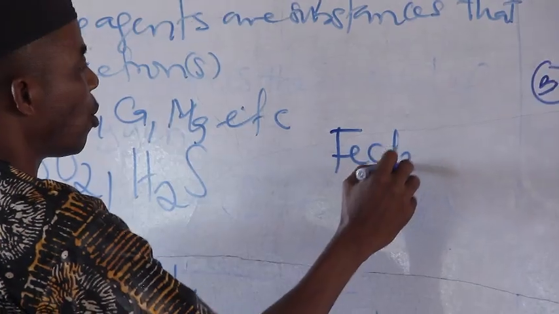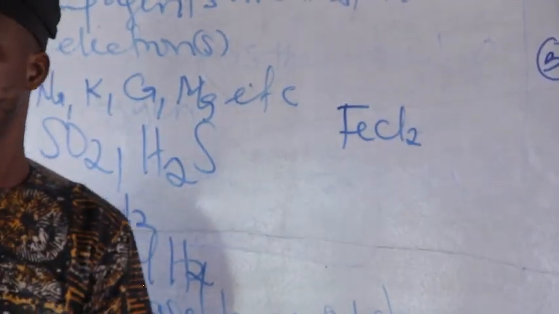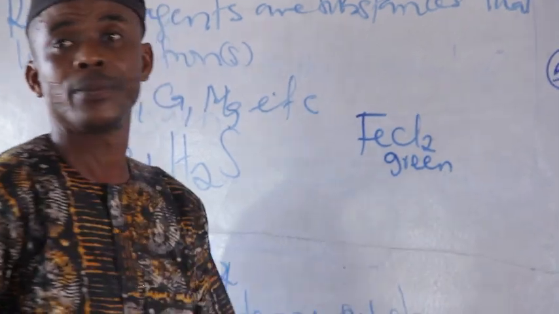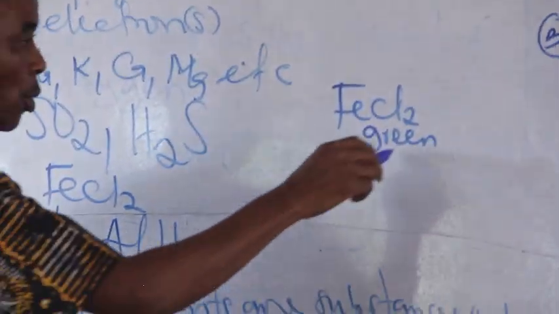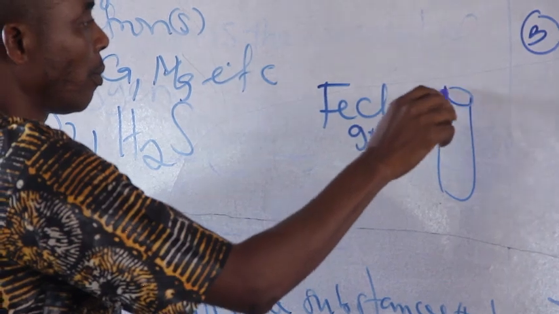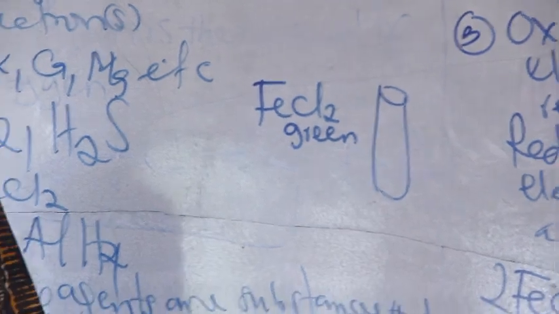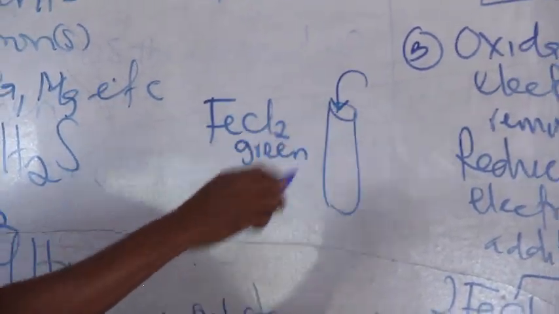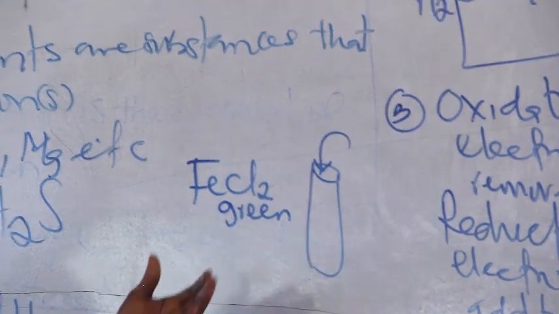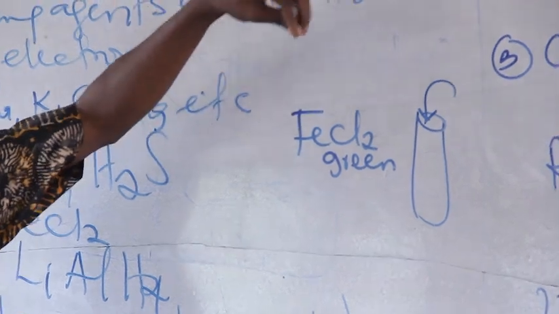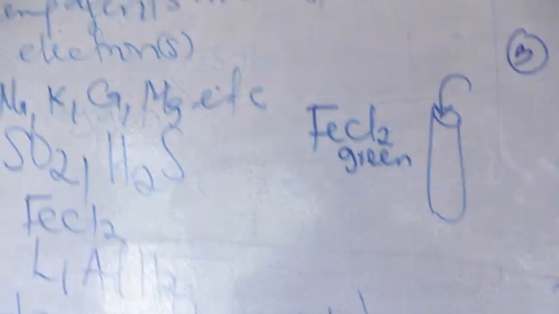You can use iron(II) chloride to test for an oxidizing agent. Iron(II) chloride is green. What you do is get a test tube with the iron(II) chloride there, which is green. Then what you suspect to be an oxidizing agent, you add to it. If the color changes to reddish brown or yellow, you can say what you have added is an oxidizing agent.